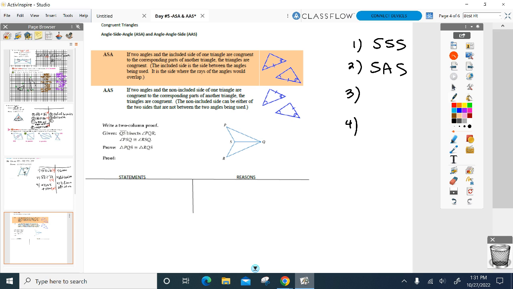It has to be between two congruent sides. Correct. The angle has to be in between the two sides. Alrighty. Methods 3 and 4 coming up today. And when you do a proof, all 4 are in play.